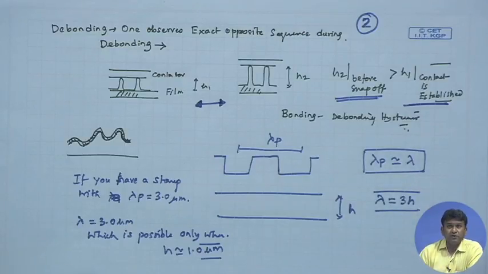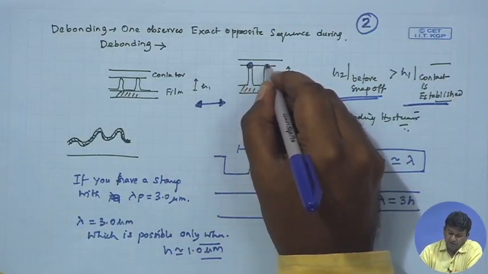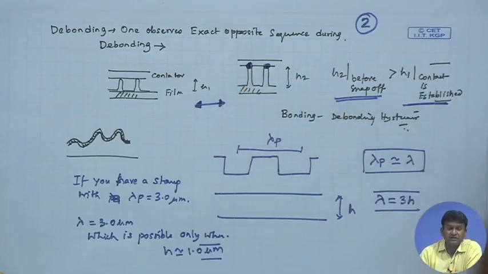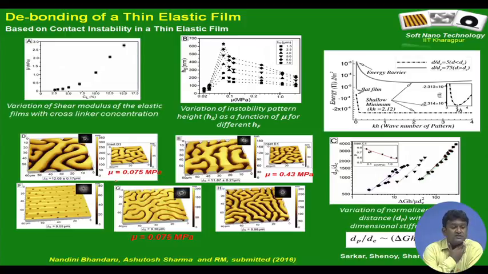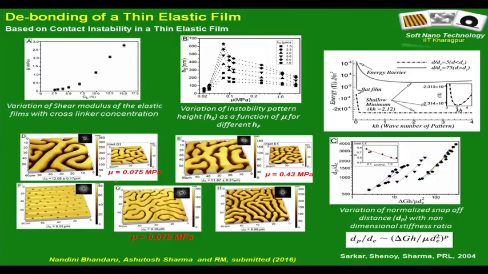This can be attributed to pinning. Maybe as the film comes in contact with the surface, it might be forming some strong pinning with the surface. There might be other reasons. In fact, one can attribute it to the elastic stiffness of the film. There are a lot of theoretical formulations, for example, Sarkar and Sharma have worked out a kinetic pathway which shows why this hysteresis exists.